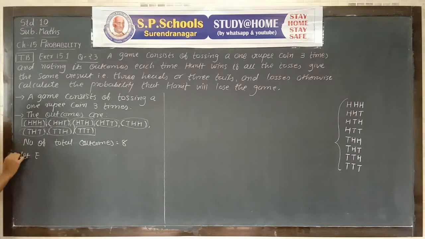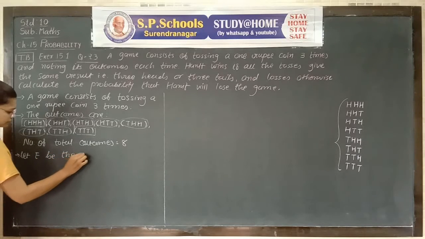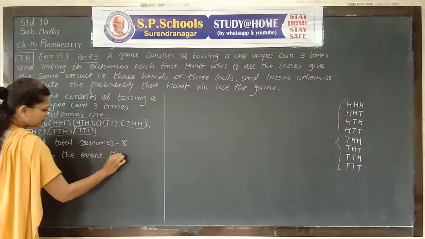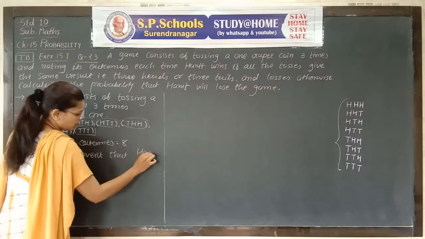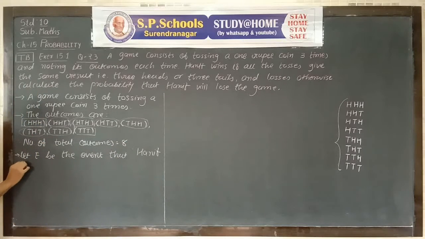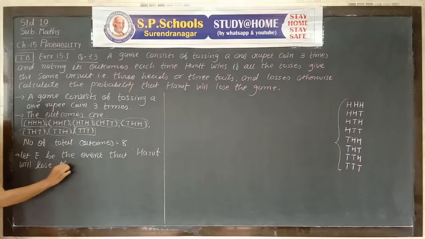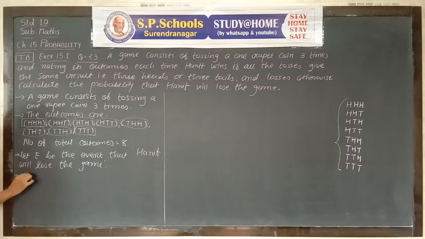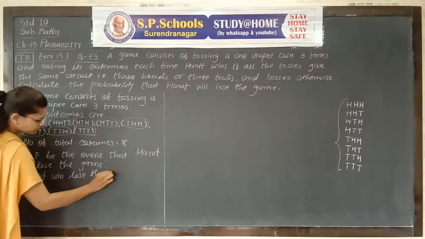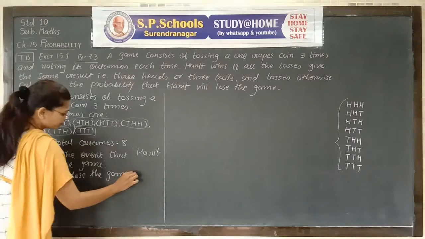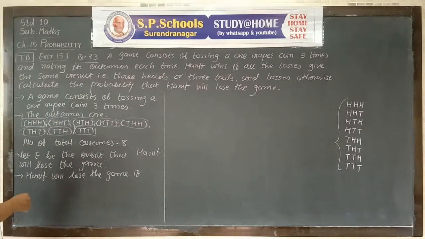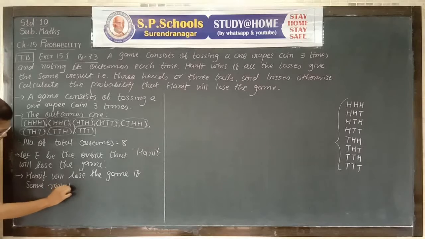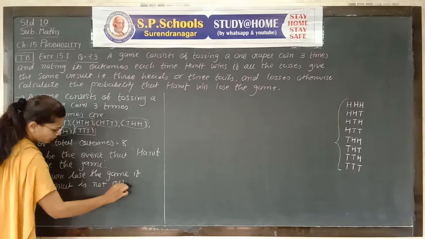Let E be the event that Hanif will lose the game. Hanif will lose the game if the same result is not obtained.